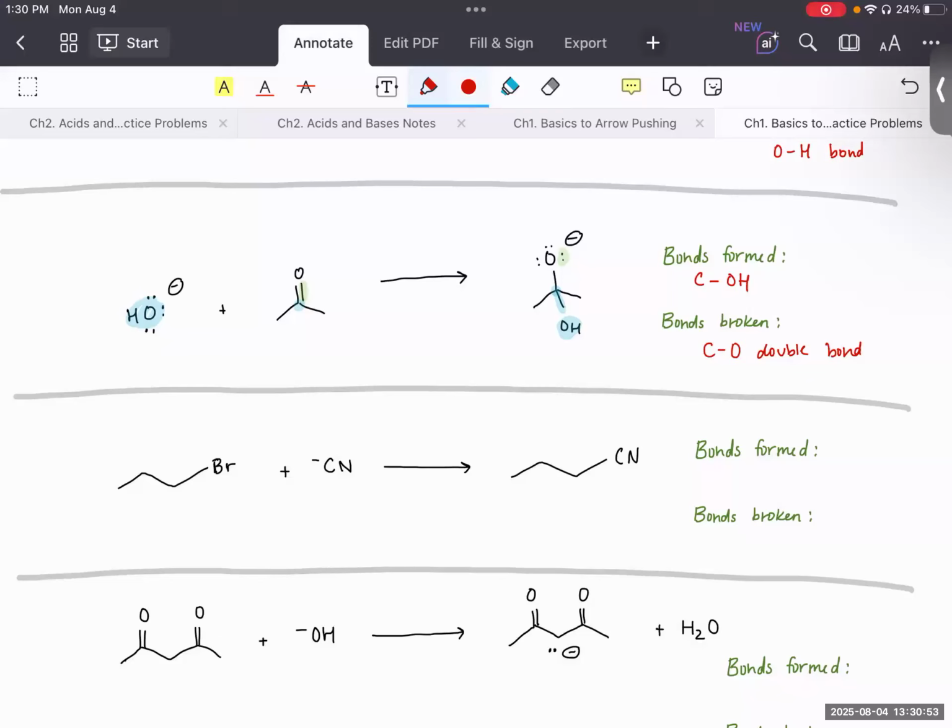And so to show a bond forming, we start at the lone pair from the oxygen and go to the atom that it forms a bond with. So that lone pair in the oxygen formed a bond with that blue carbon in the middle. And then the bond that broke is going to be that green one. So we're starting at the bond and then going to where those electrons end up, which is a lone pair on the oxygen.